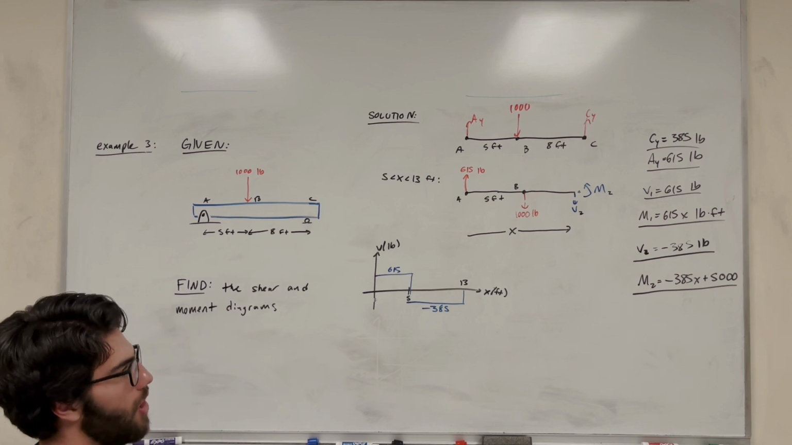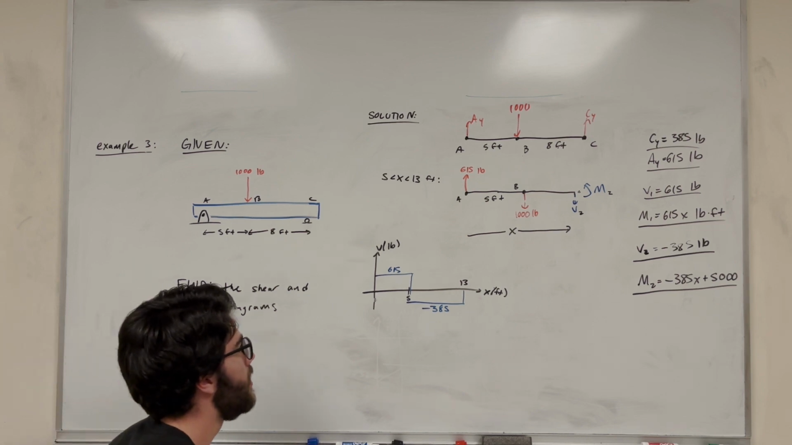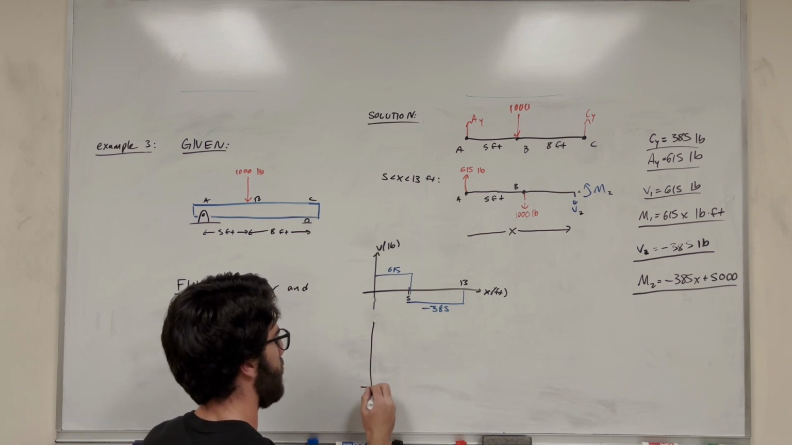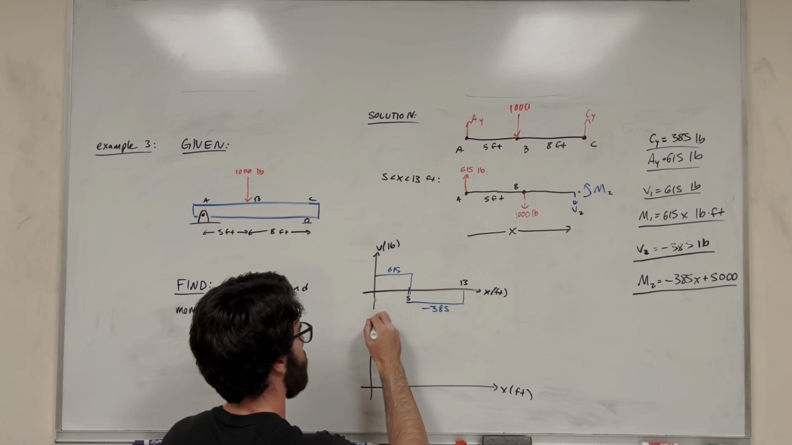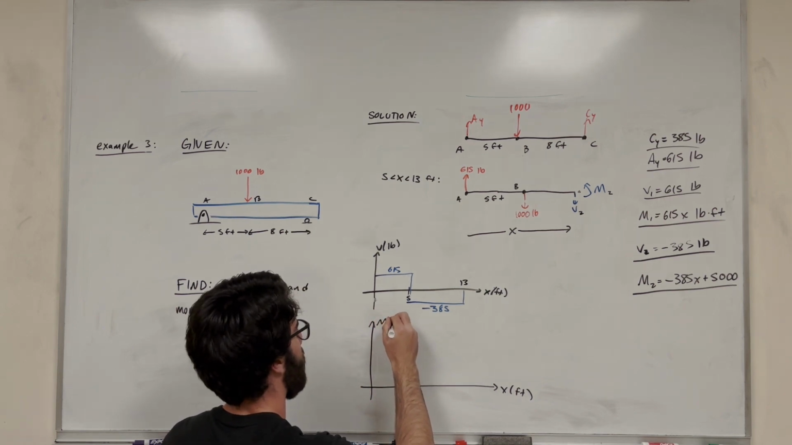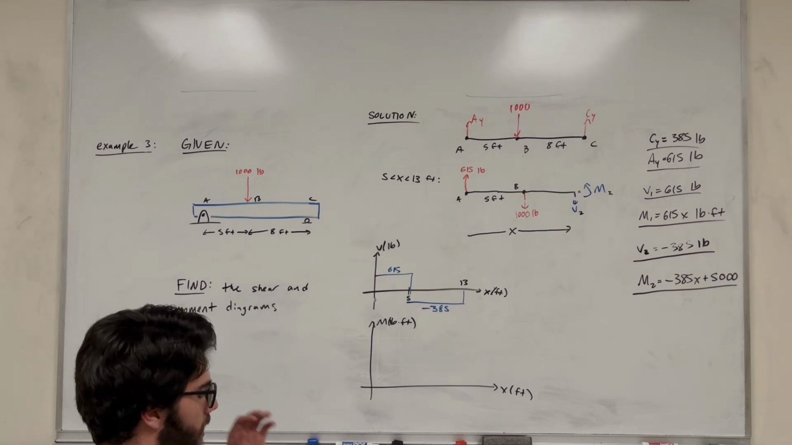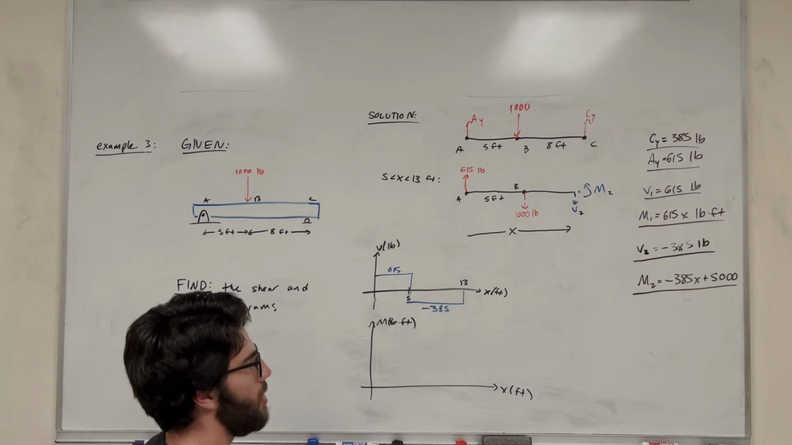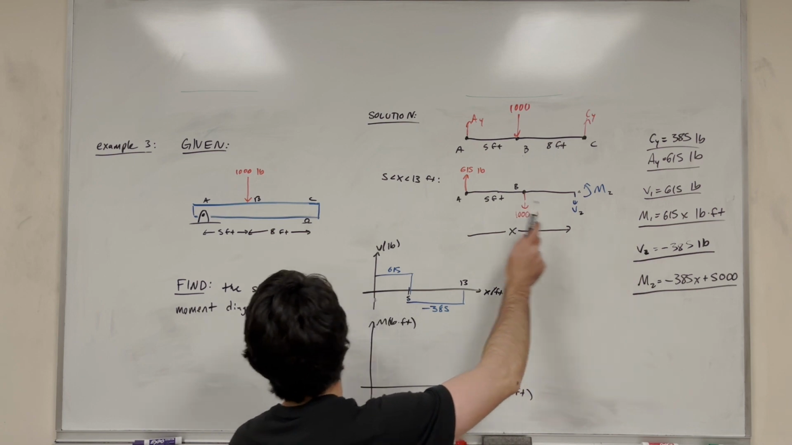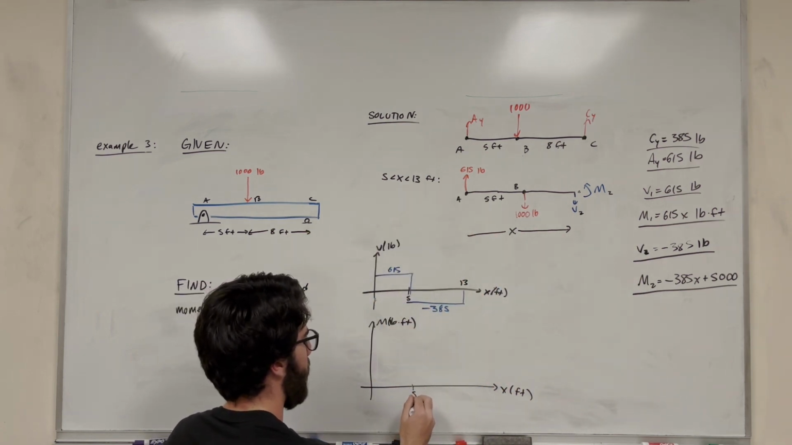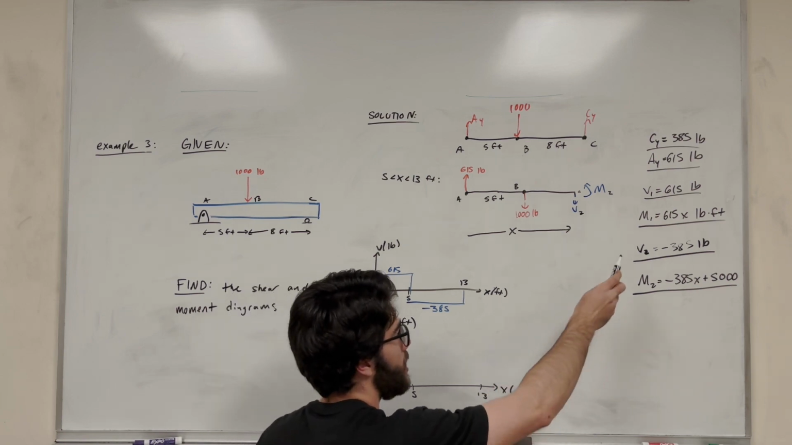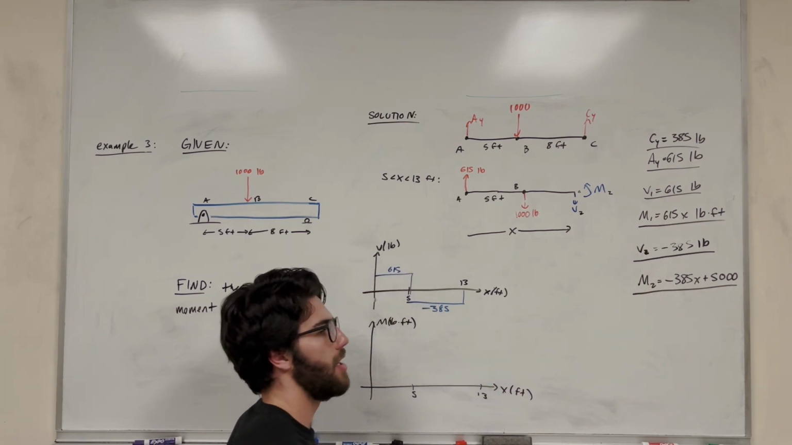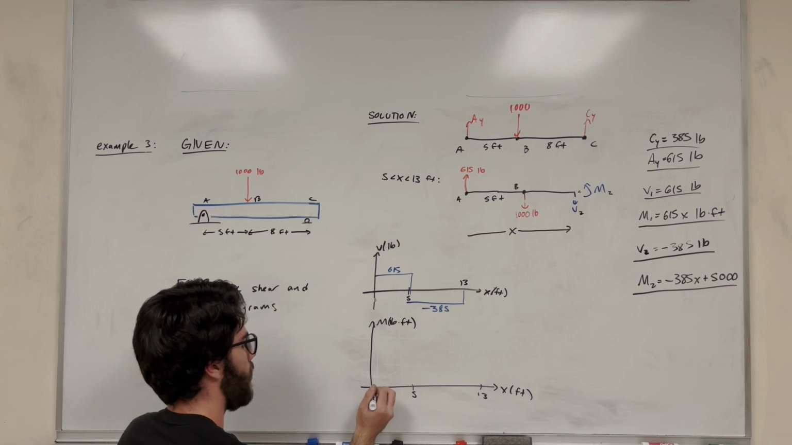So now what we need to do is draw the moment diagram. This is x in feet, and this is moment in pound-feet. All right, so let's start. We're going to graph this function until we reach 5 feet, and then we're going to graph the other function until we reach 13 feet. The first one is just 615x, so it's just going to be a straight line starting at the origin.